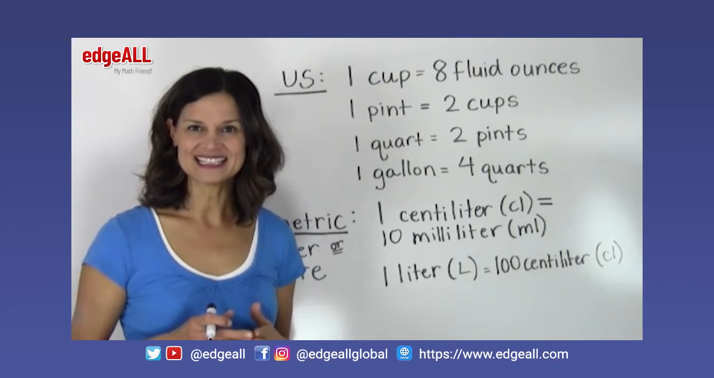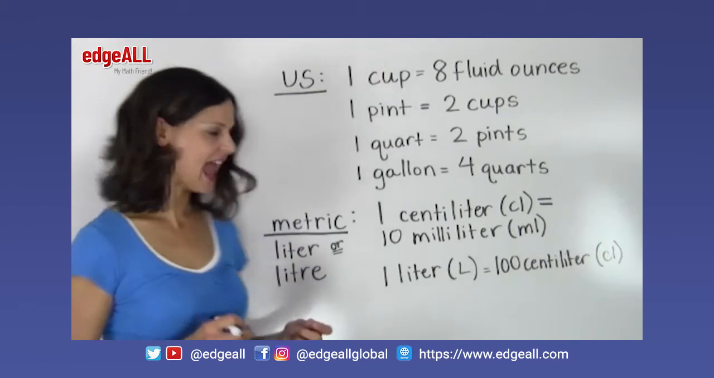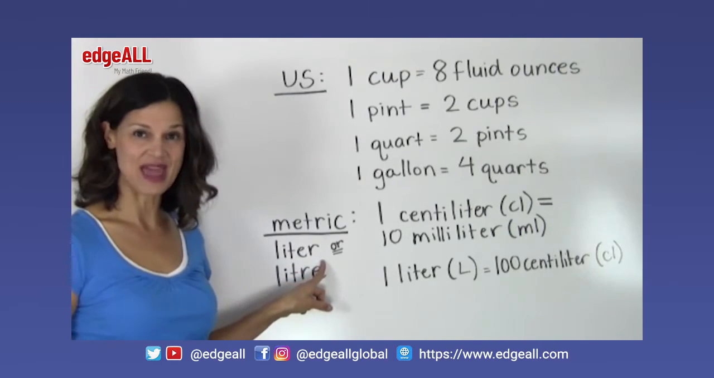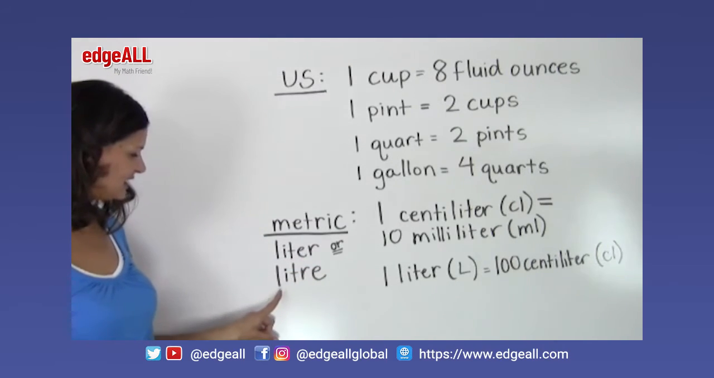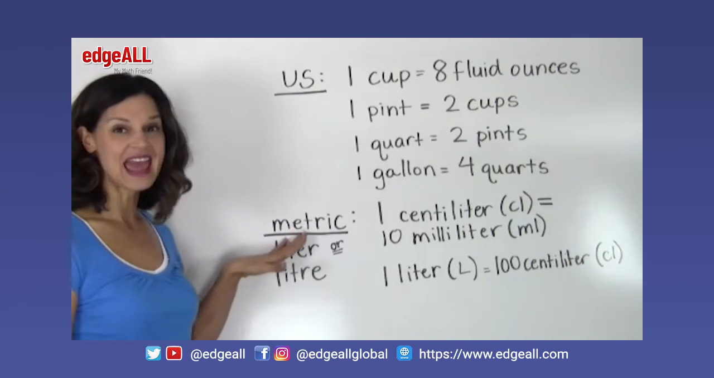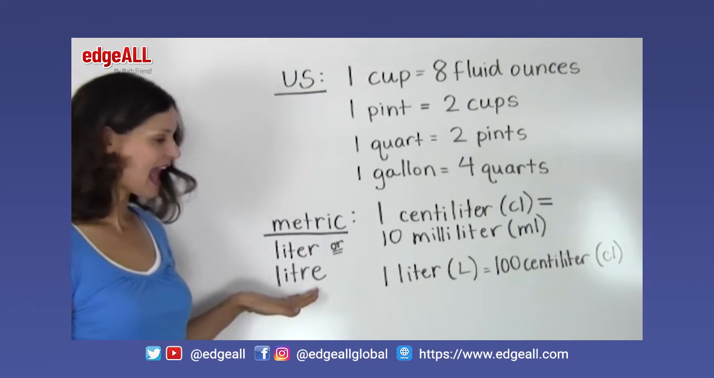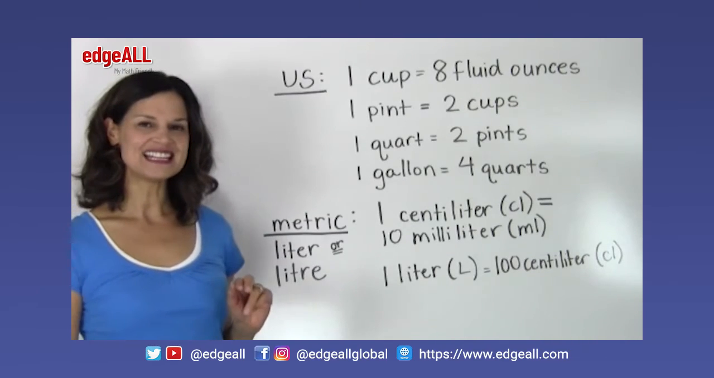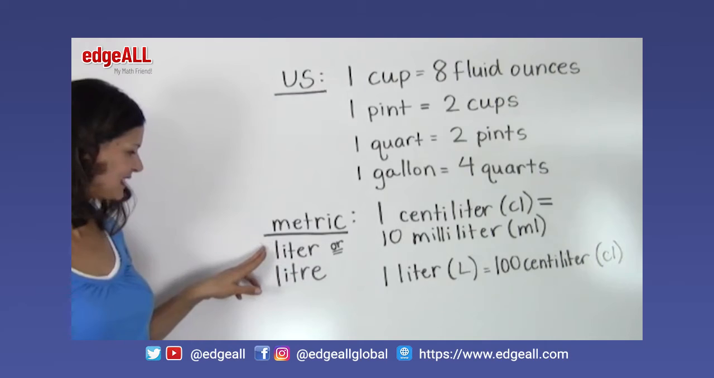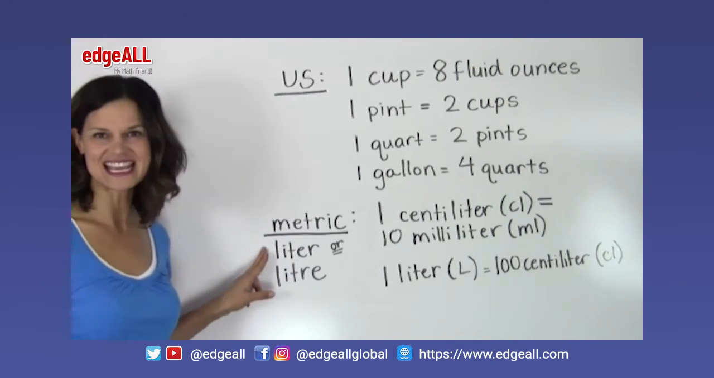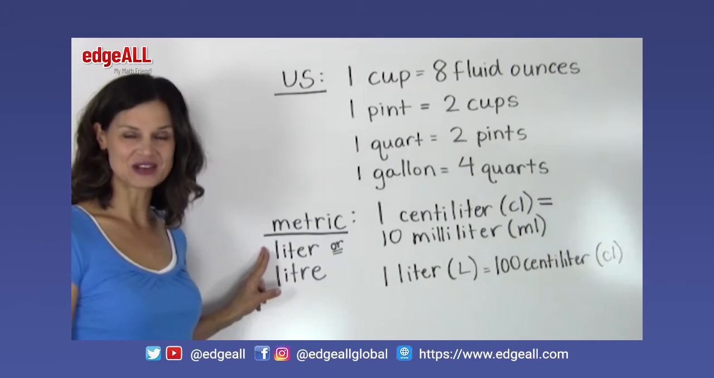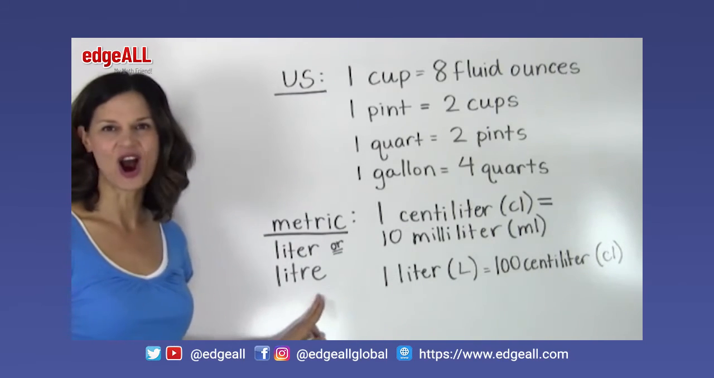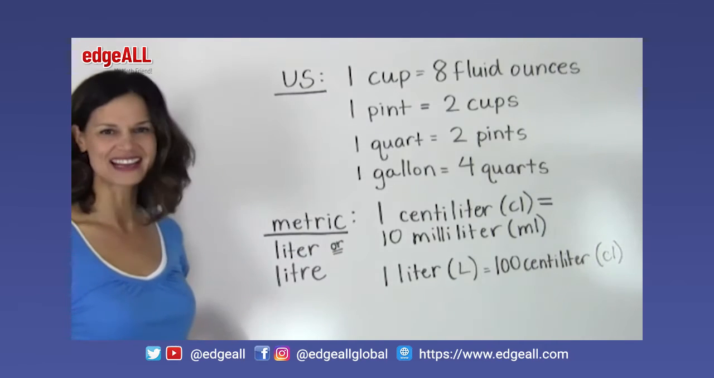Please keep in mind that liter can be spelled L-I-T-E-R, or it can also be spelled L-I-T-R-E, and they both mean the same thing, and they're both pronounced the same, liter. In the United States, we typically use L-I-T-E-R, while in other countries you'll most commonly see liter spelled L-I-T-R-E, and both are correct.